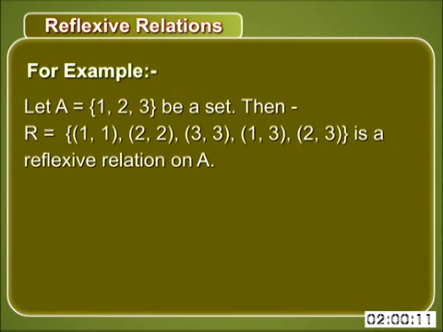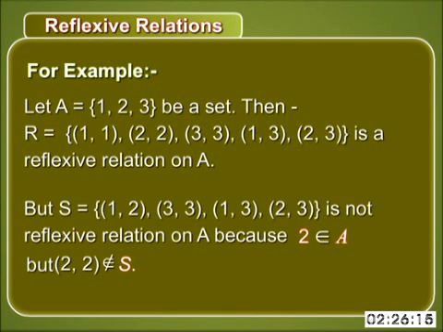For example, let A be a set consisting of elements 1, 2 and 3. Then the relation R consisting of ordered pairs (1,1), (2,2), (3,3), (1,3), (2,3) is a reflexive relation on set A. But another relation S on set A consisting of ordered pairs (1,2), (3,3), (1,3), (2,3) is not a reflexive relation on set A, because 2 belongs to set A but the ordered pair (2,2) does not belong to relation S.